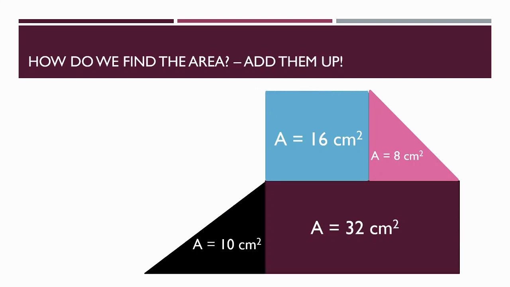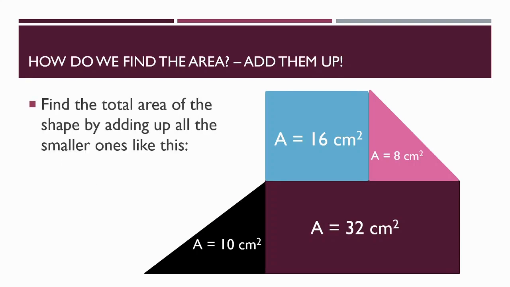Now that we have all the individual areas, we need to add them up. Find the total area of the shapes by adding up all the smaller ones like this. We have 32 square centimeters from the rectangle, plus 16 square centimeters from the square, plus 10 square centimeters from the black triangle, plus 8 square centimeters from the pink triangle. 2 plus 6 plus 8 equals 16. So we write a 6 in the ones column and carry the 1. 1 plus 3 plus 1 plus 1 equals 6 tens. Our total area is 66 centimeters squared.